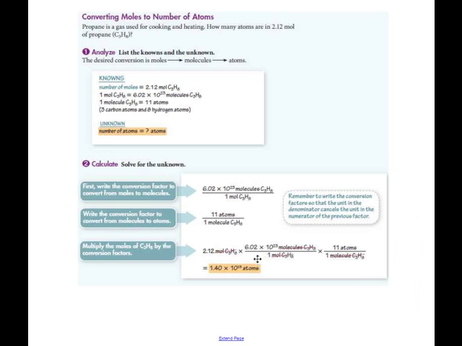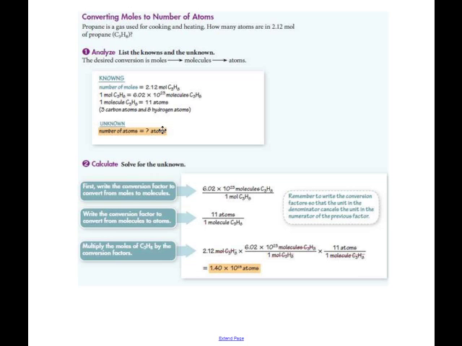If we continue on, another example, now instead of going from atoms to moles, we're going from moles to atoms. So this time they give us the number of moles of propane, C3H8, and they want to know how many atoms. Now here, this is again one of those tricky ones where we need to read. They're asking about atoms, but they're giving us moles of propane, which is a molecule, right? Every molecule of propane has 3 carbons and 8 hydrogens for a total of 11 atoms.